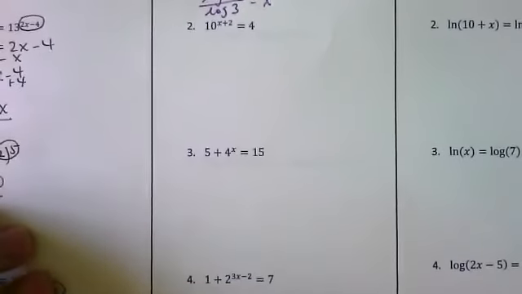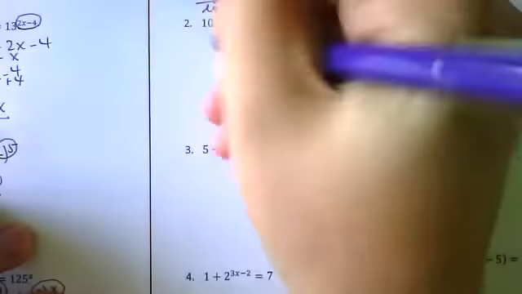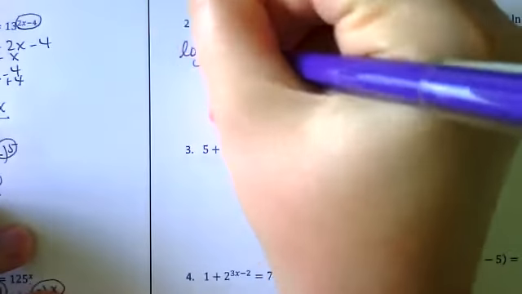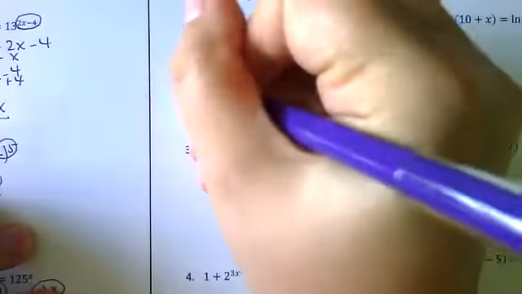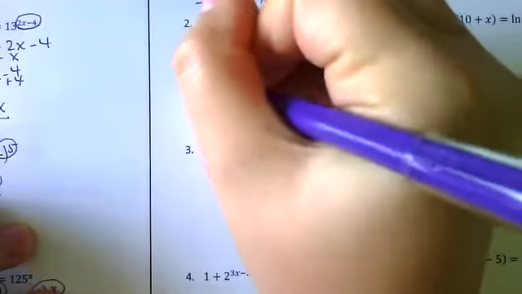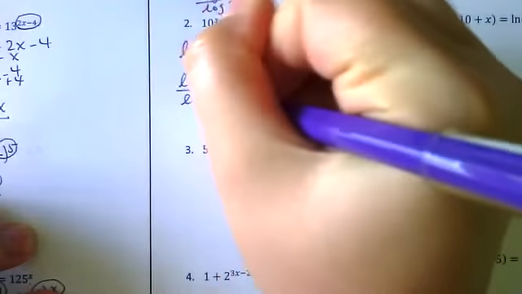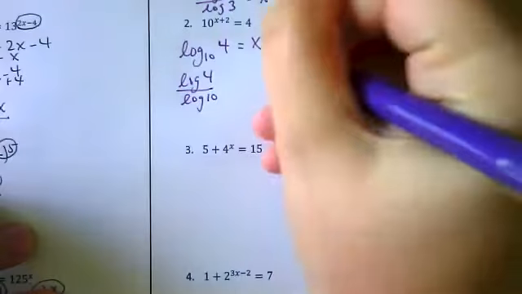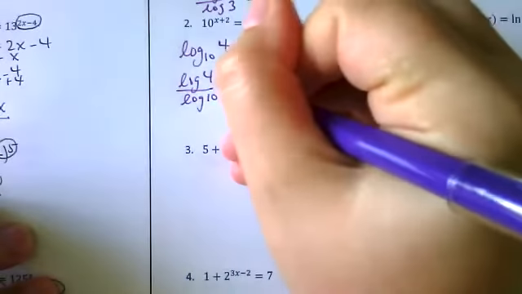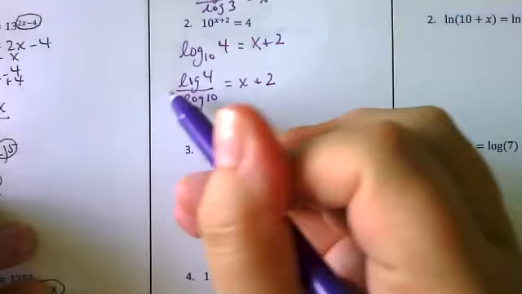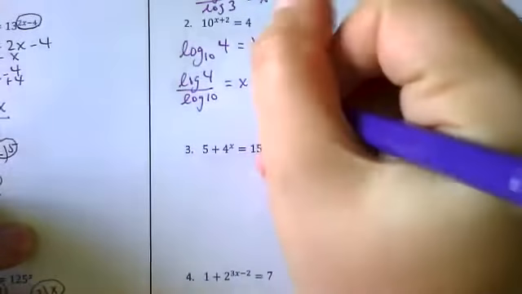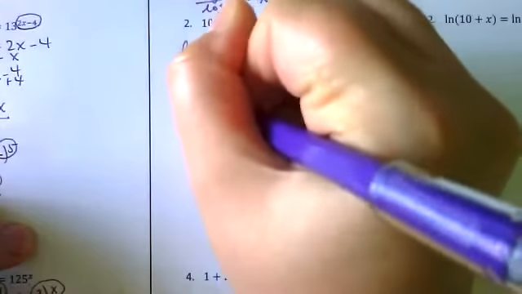For question number 2, again, same thing, rewrite it. So I've got log base 10 of 4 equals x plus 2. So I rewrite this as a change of base, log of 4 divided by log of 10. And then over here, I'm going to have to subtract this 2. So remember, don't round this until the very, very end. So I'm going to subtract 2 from both sides.